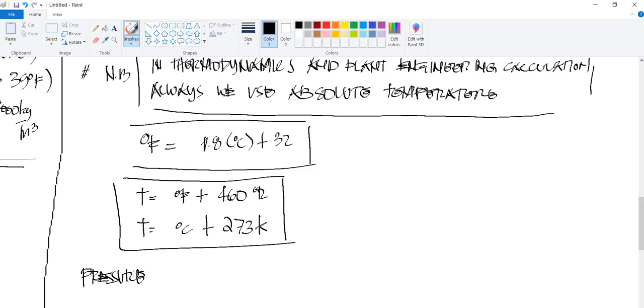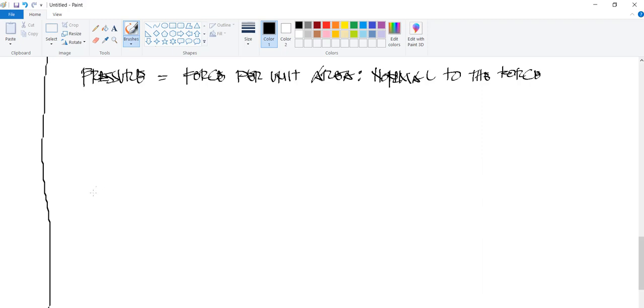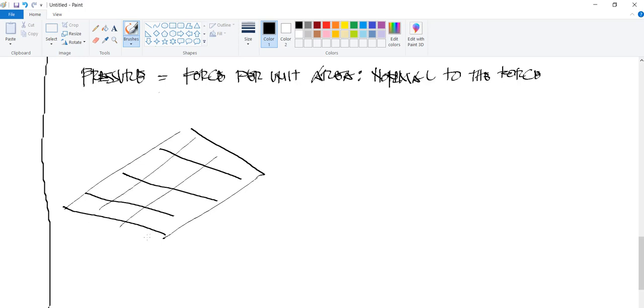So pressure is defined as the force per unit area, where the area is normal to the force. When you say normal, that is perpendicular. So for example, we'll draw a plane. If you have the plane here, the force will always be normal to the surface area.